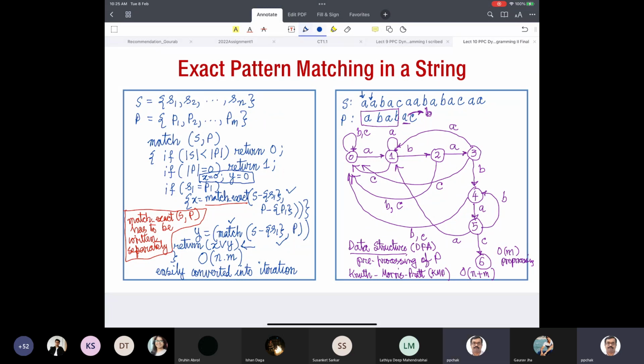Yes, sir. Okay. What is the complexity of doing this? What is the recurrence equation? How would you write the recurrence equation? T of what? Sir, is it coming from both the string lengths? T of n comma m is equal to T of n minus 1 comma m minus 1 plus T of n minus 1 comma m plus 1.